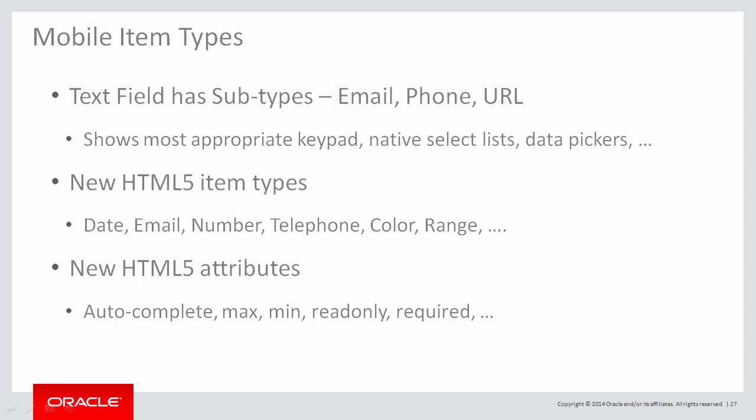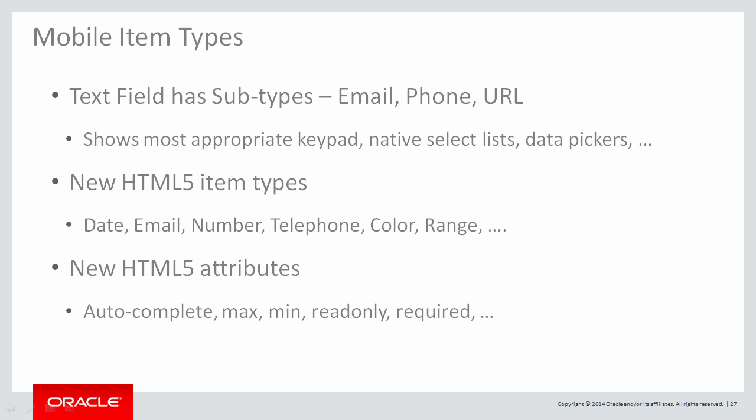Application Express also has mobile specific item types such as text fields, which has subtypes of email, phone, and URL. These are particularly useful when you're entering data onto a mobile device. For example, when you go to a phone number, the numbers come up instead of letters. When you go to the URL, instead of having a space bar, you have a slash and a .com because spaces aren't allowed in URLs.